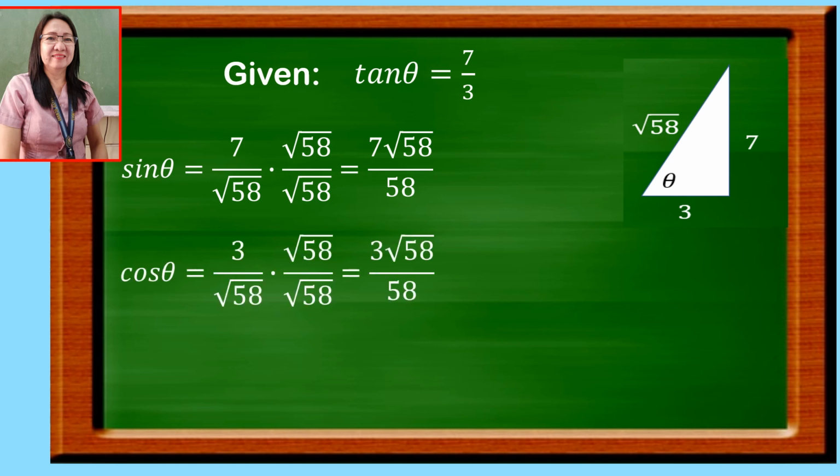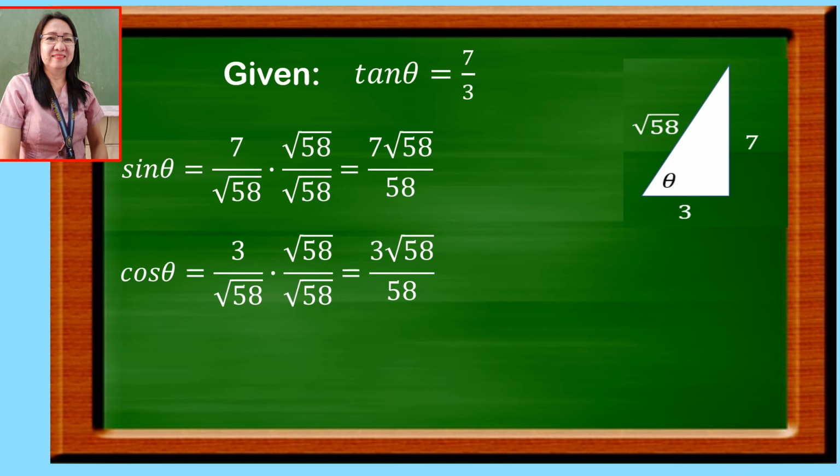Now let us find the cosine theta, which is described as adjacent over the hypotenuse. So adjacent to theta is 3 over the square root of 58. So again, rationalize by multiplying by square root of 58 over the square root of 58. So multiplying the numerators, we will get 3 square root of 58 over 58. So our tangent is given. We will proceed now to its reciprocal.